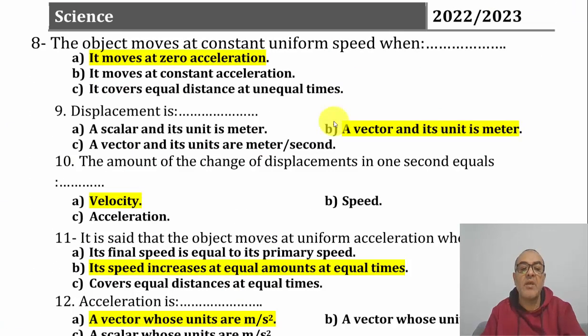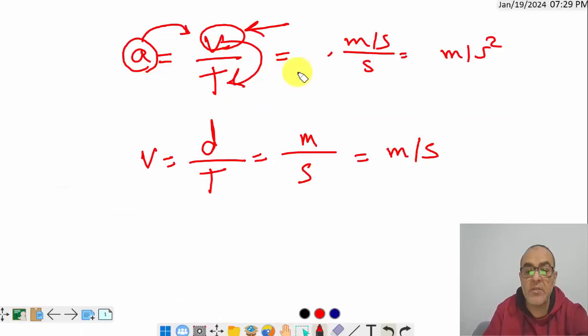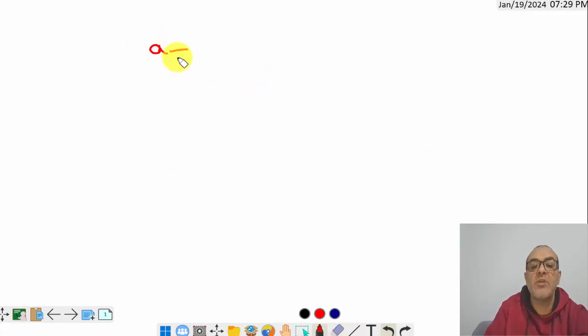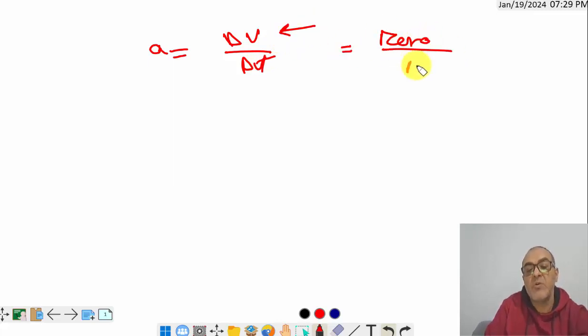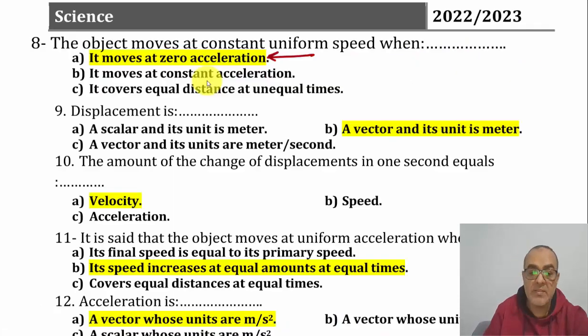The object moves at a constant uniform speed. It moves with zero acceleration because, dear students, there is no change in velocity. Again, acceleration equals delta V over delta T. There is no difference in velocity, delta V equals zero, so 0 over anything equals 0. So acceleration equals 0.